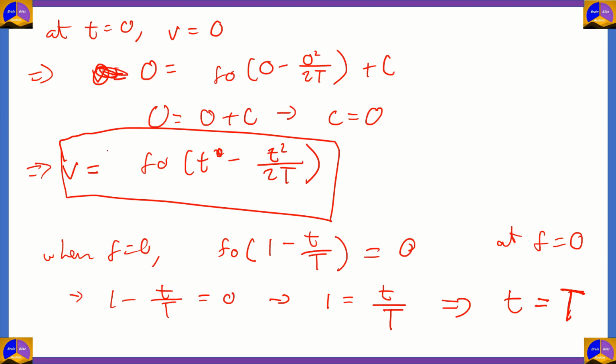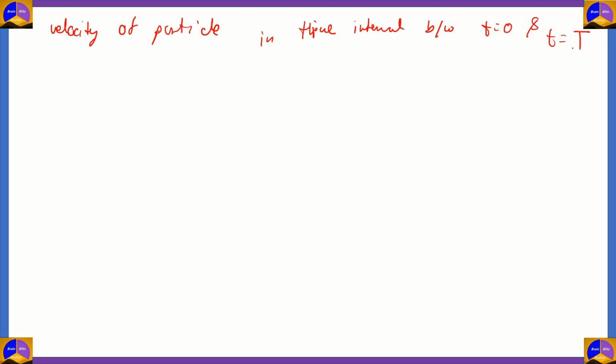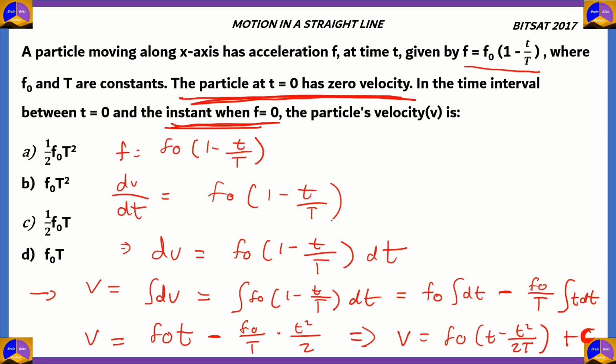Next, we need to find the velocity of the particle in the time interval between t equals 0 and t equals capital T. So for that, we need to integrate the earlier equation for dv, that's this one. We need to integrate this equation, but this time we need to ensure that we put some limits.